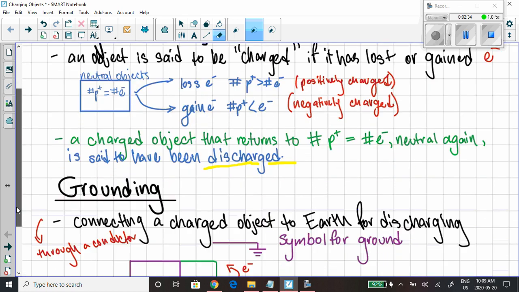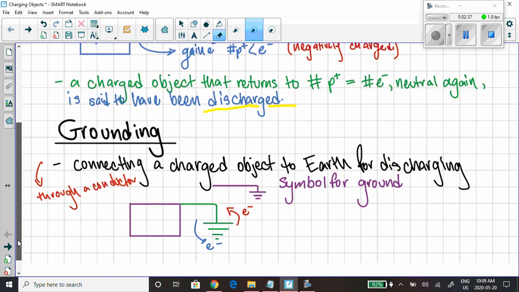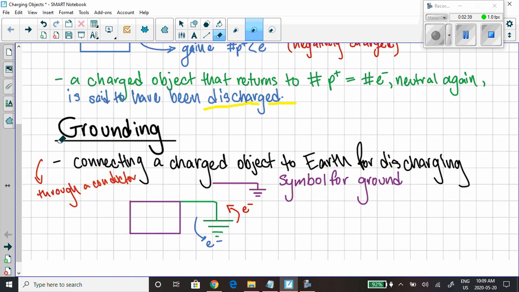Now, how can that happen? Well, that can happen by a process called grounding. You connect a charged object to the earth for discharge. Now, you usually connect it through a wire or through a conductor, but here's the object, and through an electrical conductor, it is connected to the ground, to the earth. And the earth will give a positively charged object electrons. The earth will take away electrons from a negatively charged object. The earth is so big it has the capacity to do both.